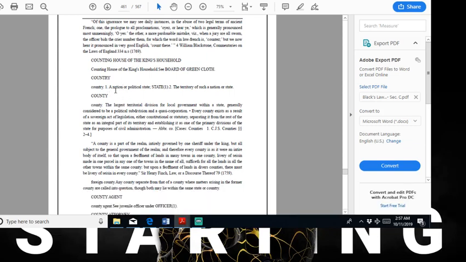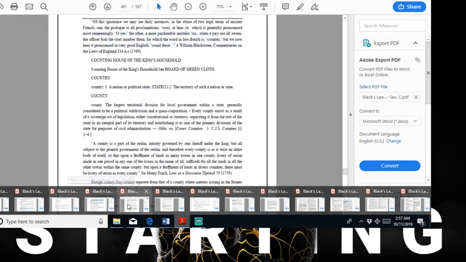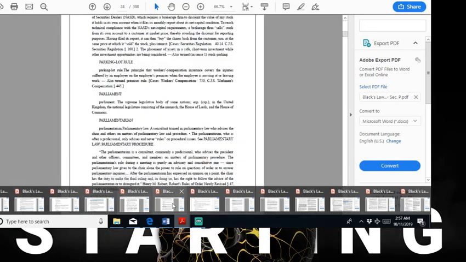Now you see what that says? A nation, a political state, right? The territory of such a nation or state. Let me show y'all something. Let me break this down. I don't want to go there yet. Let me see. Was this it?